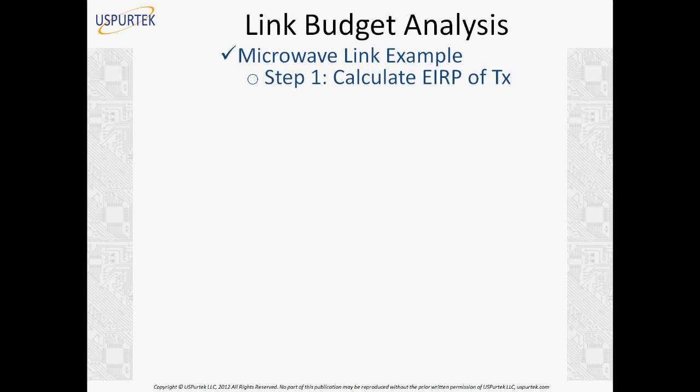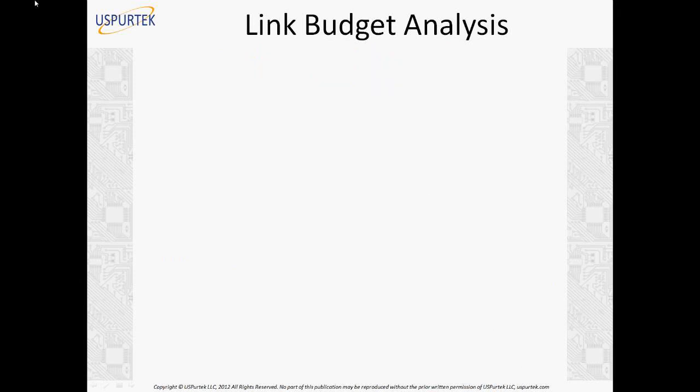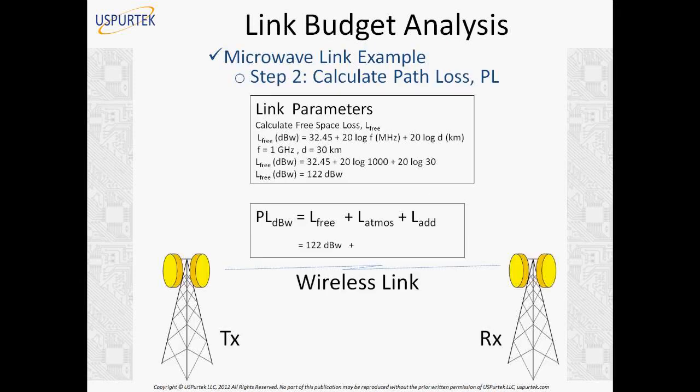We'll quickly go through this microwave link example. Here we assume a microwave link where the transmitter power is 5 watts, waveguide loss is 3 dB, and transmitter gain is 34 dBi. We arrive at an EIRP of 38 dBW. Next we calculate the path loss. First we calculate the free space loss, inputting to the same equation we had before. We arrive at 122 dB here.